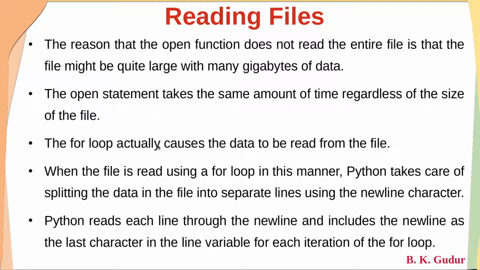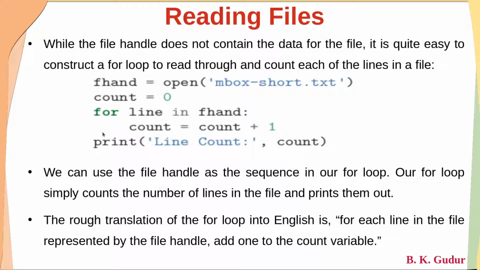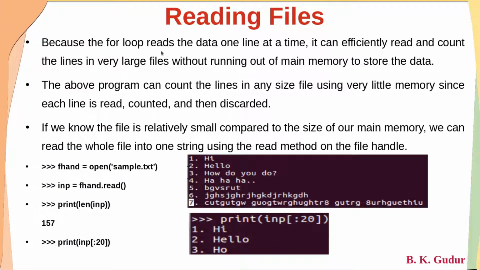Python reads each line through the newline and includes the newline as the last character in the line variable for each iteration of the for loop. Very important, dear students: when Python reads a line like this, it even appends or includes the newline also as the last character in that particular string. Because the for loop reads the data one line at a time, it can efficiently read and count the lines in very large files without running out of the main memory to store the data.